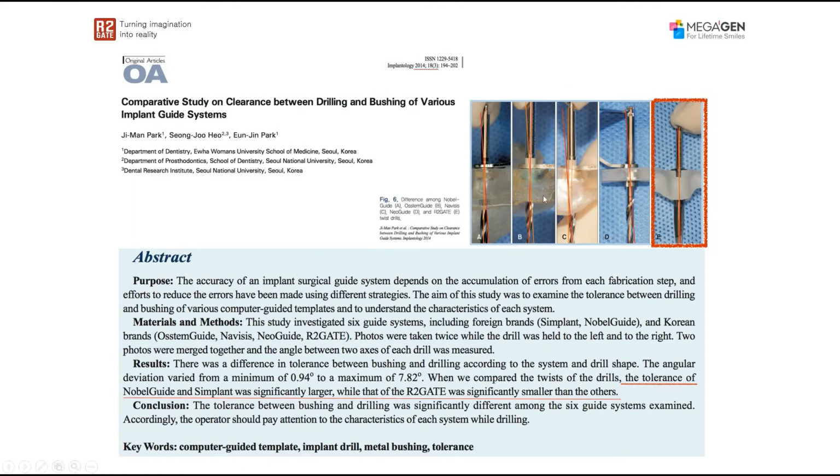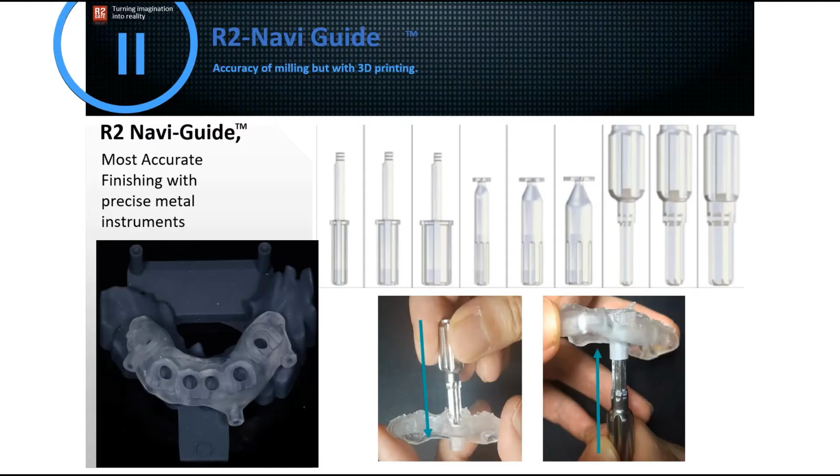Also, this is a more specific study that compared the R2GATE software and the R2GATE surgical guides with other different brands of surgical guides like the Simplant and the Nobel guide and other types of surgical guides. And what we found was that the tolerance of the R2GATE surgical guides were actually significantly smaller than the others. The main reason behind the accuracy of the R2GATE surgical guides is actually the finishing protocol.